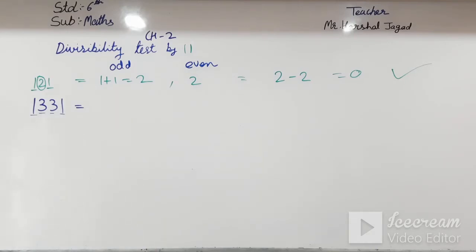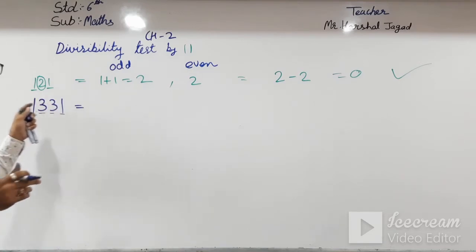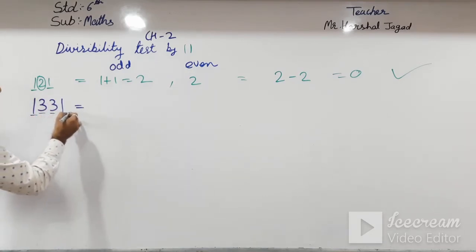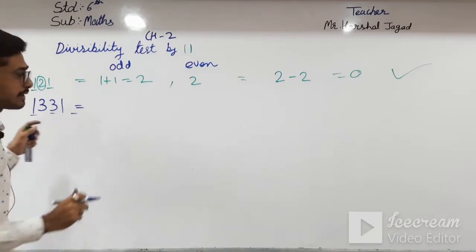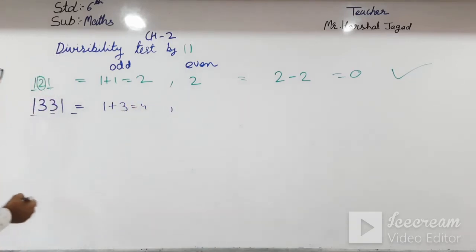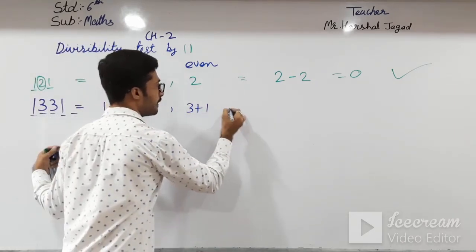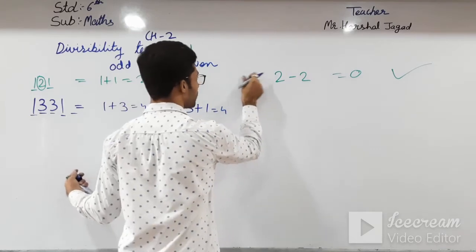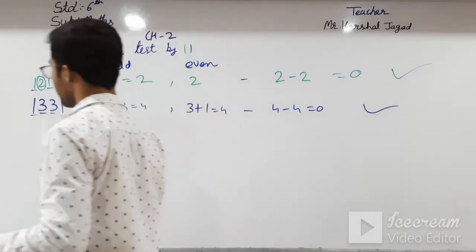Now what do we have to do? Sorry students, not odd numbers, odd places. Odd places means 1, 3, 5. So odd places: 1 plus 3, that is 4, and now even places, 3 and 1, so 3 plus 1, that is also 4. So the difference is 4 minus 4, that is 0. So this is divisible by 11.